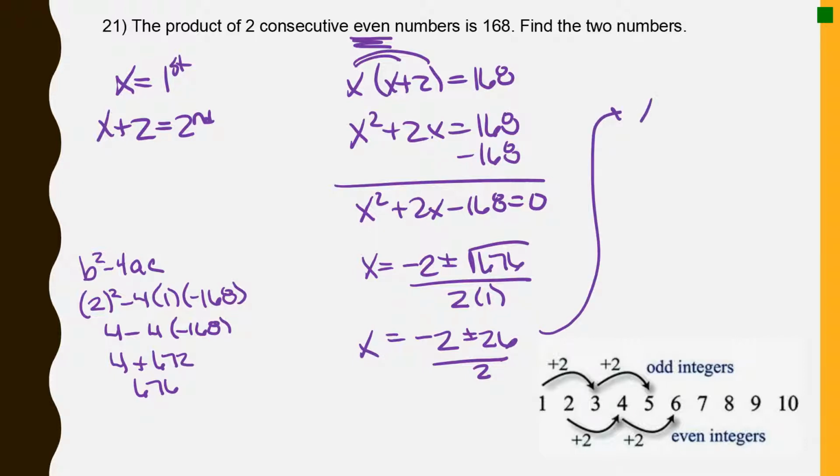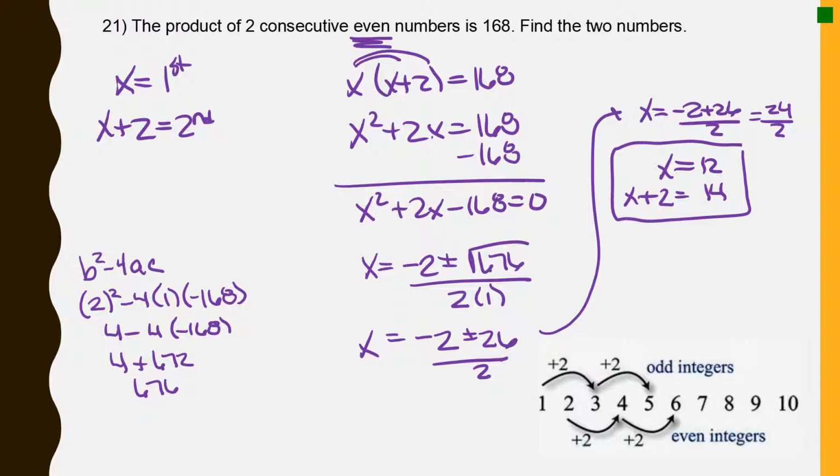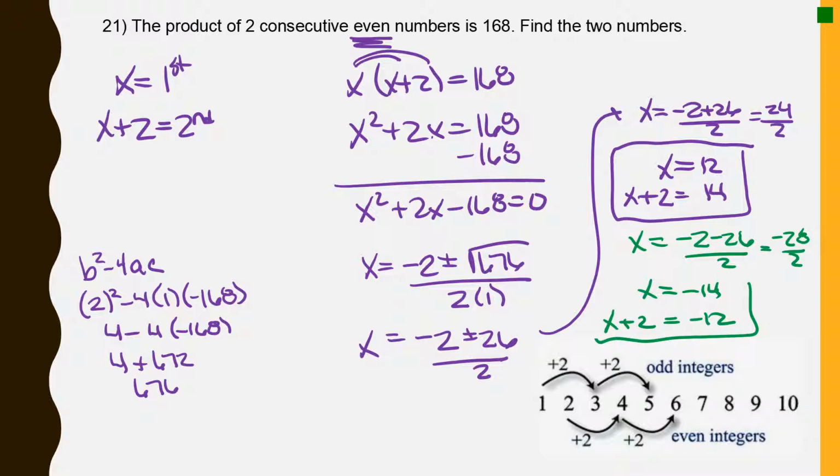So from here, x could be negative 2 plus 26 over 2, which is 24 over 2. So x would be 12. Now, if that's true, what's x plus 2? 14. So there's one set of numbers that it works on. Remember, x could also be negative 2 minus 26 over 2, negative 28 over 2. So x would be negative 14. If x is negative 14, what's negative 14 plus 2? Negative 12. There's your other two numbers.